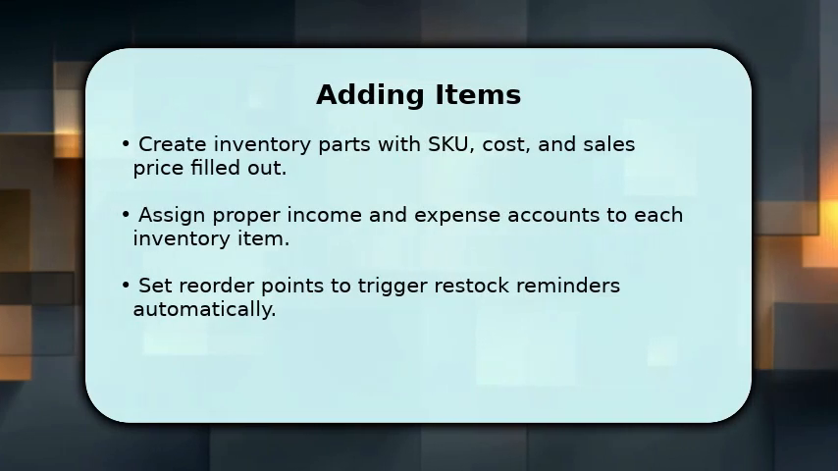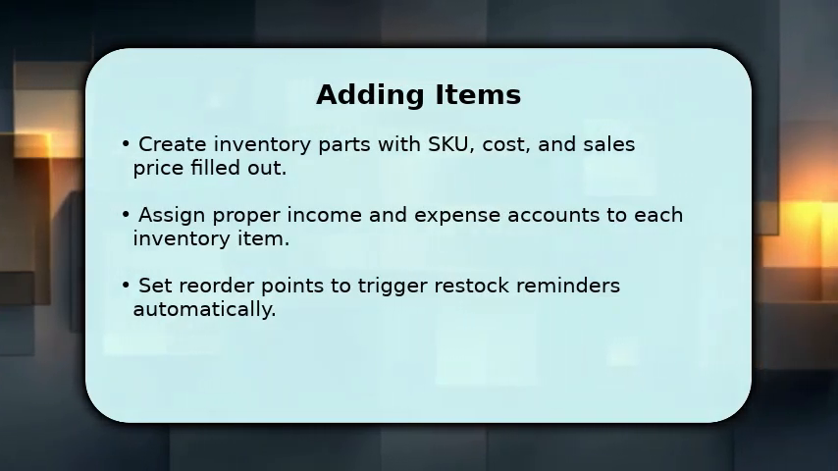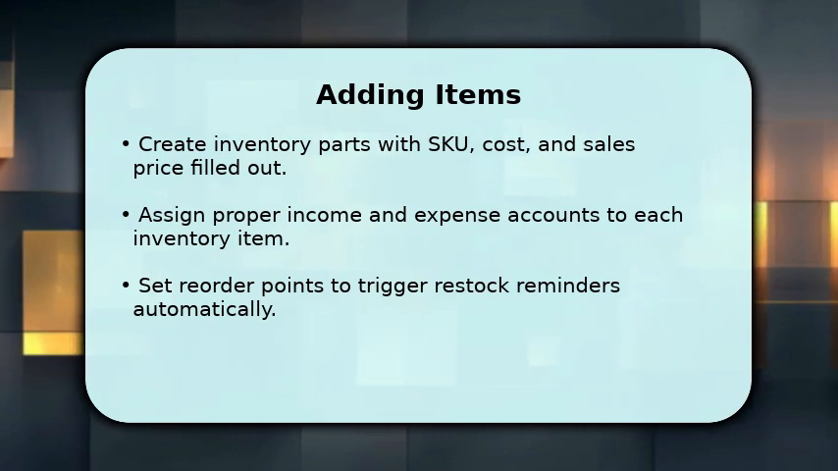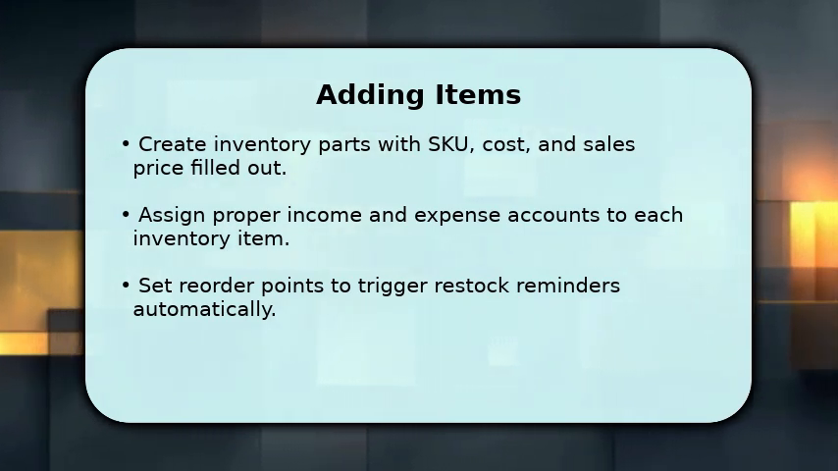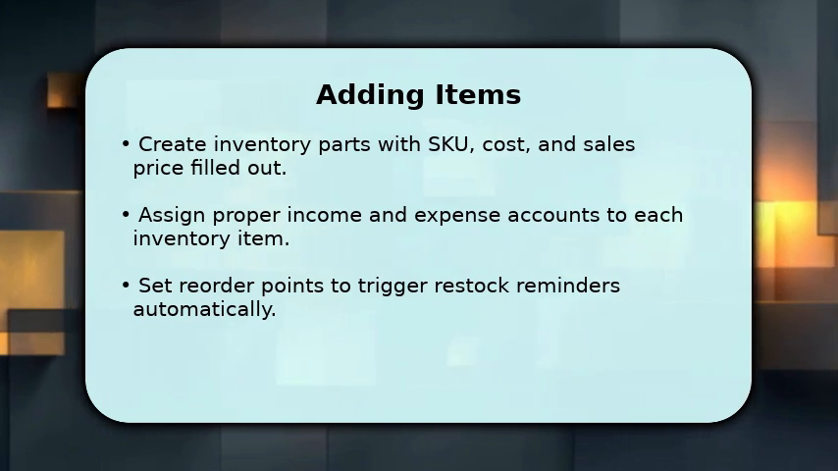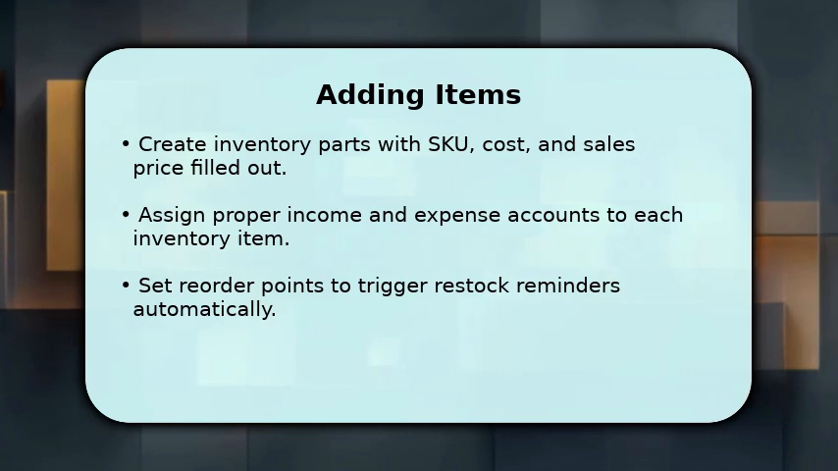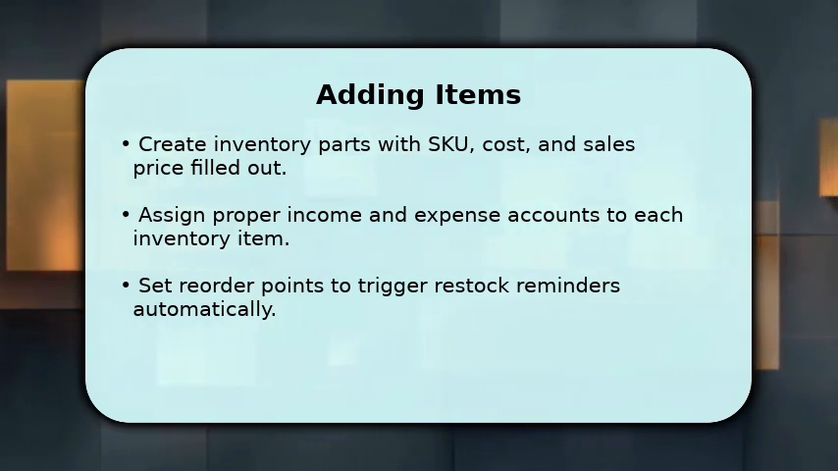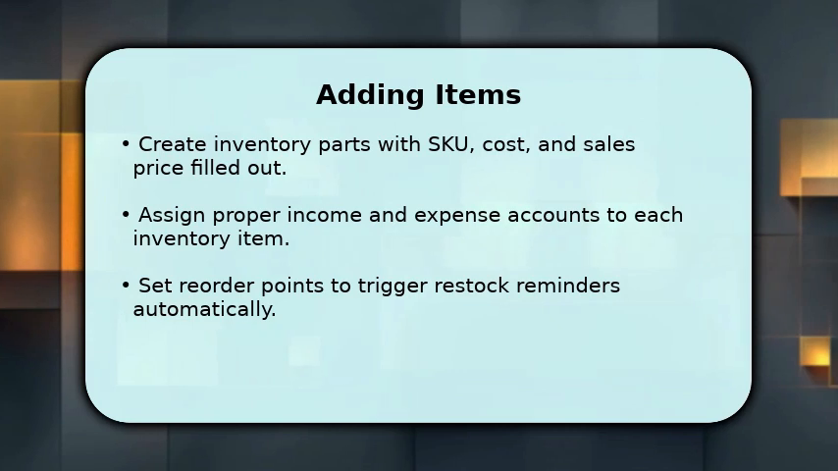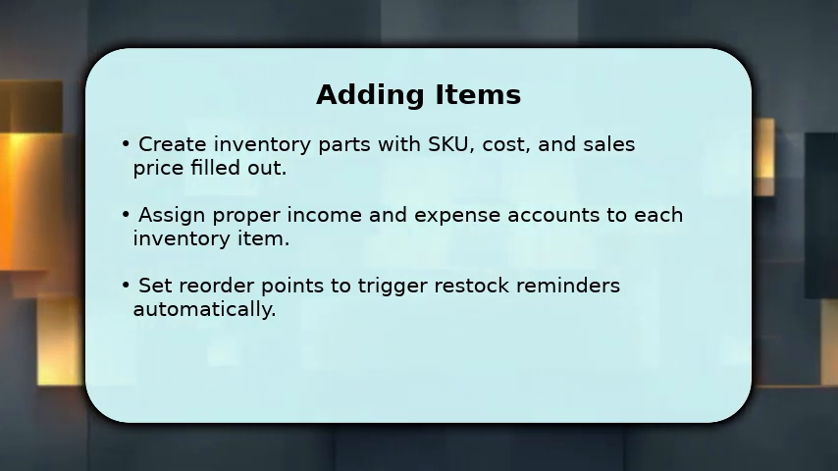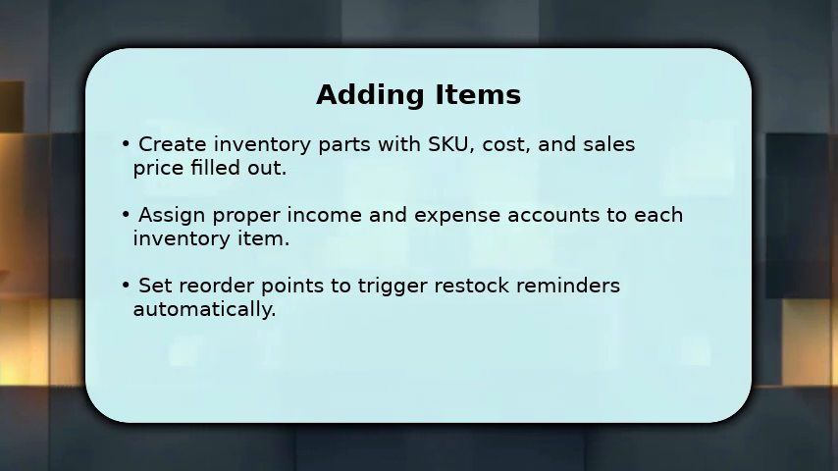Add each item as an inventory part and include SKU, purchase cost, and sales price so margins calculate correctly. Assign matching income and expense accounts so reports reflect costs and revenue accurately. Use reorder points and preferred vendors to automate restocking and reduce stockouts, and review item details monthly to catch pricing or category errors before they affect your bottom line.